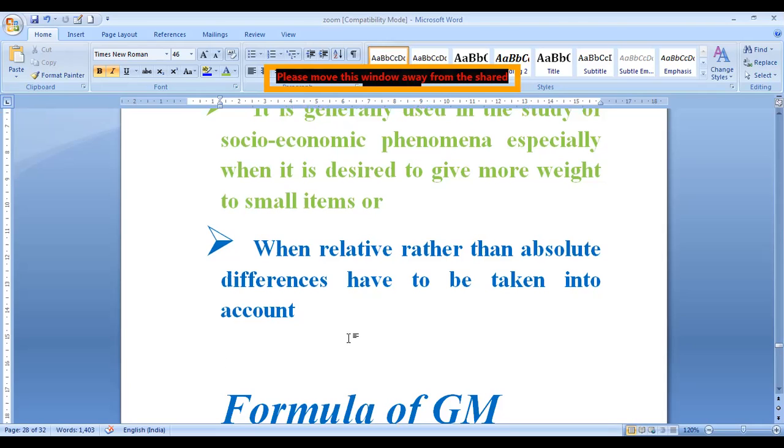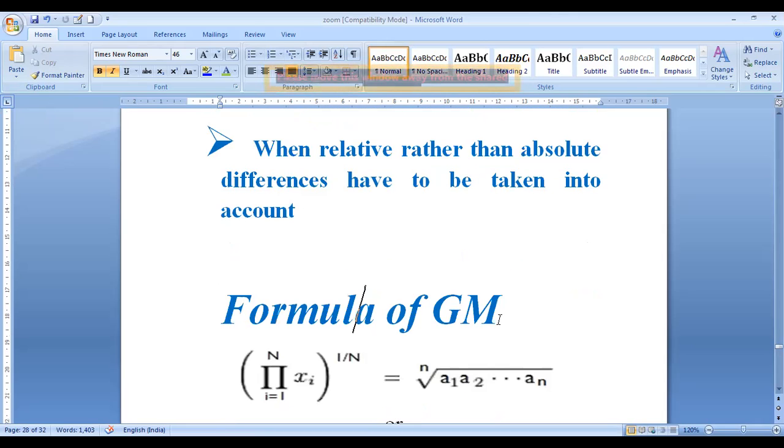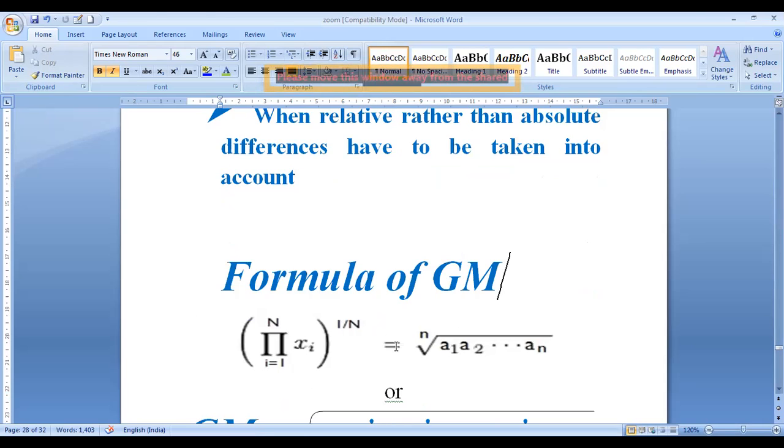And this is some introduction of the geometric mean. Then we will come to know how we can calculate the geometric mean. So in order to calculate the geometric mean, we need to know the formulas of geometric mean. This is the formula of geometric mean.